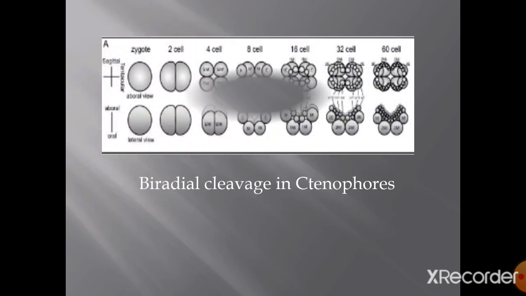So this is the picture. You can see the embryo at the 8-celled stage, where the cleavage is taking place in such a way that biradial symmetry is seen.